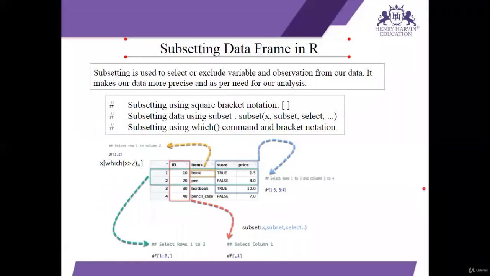Subsetting data in R. Subsetting is used to select or exclude variables and observations from a data. It makes the data more precise and as per the need for our analysis. We use three methods to subset the data in R. So first is square bracket notations, second is subset function, and third is which function along with the bracket notations.